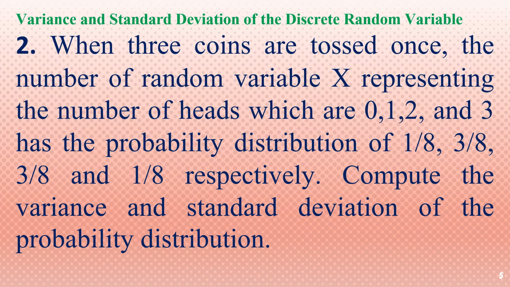When three coins are tossed once, the random variable x representing the number of heads, which are 0, 1, 2, and 3, has the probability distribution of 1 over 8, 3 over 8, 3 over 8, and 1 over 8 respectively. Compute the variance and the standard deviation of the probability distribution.